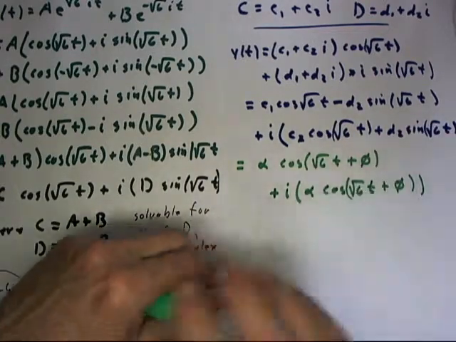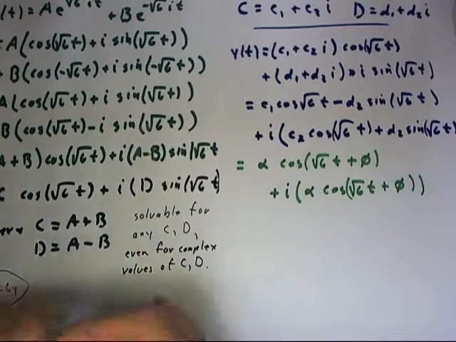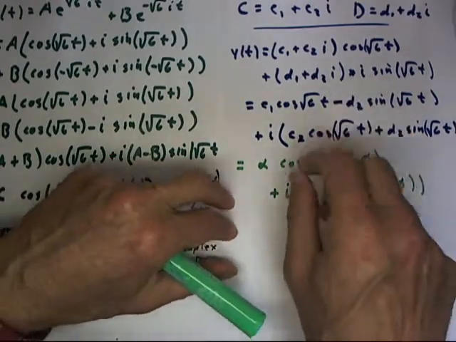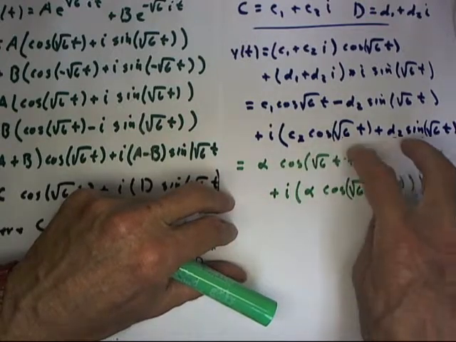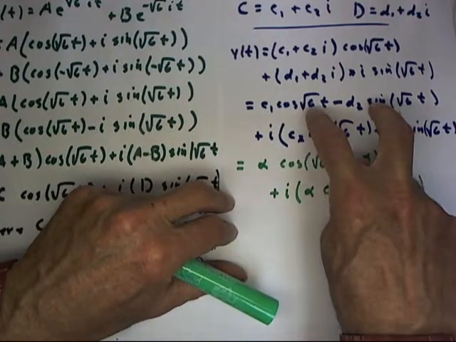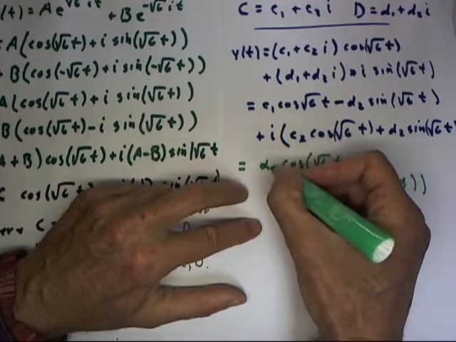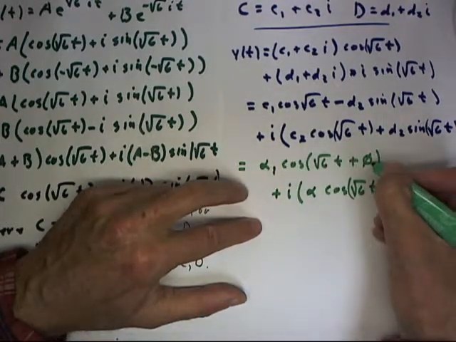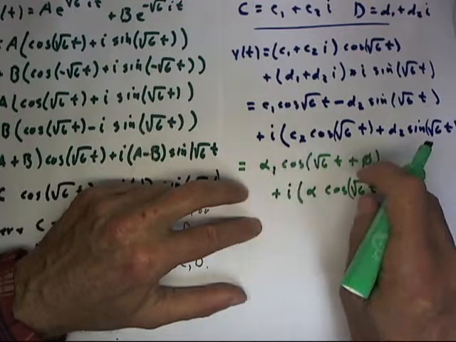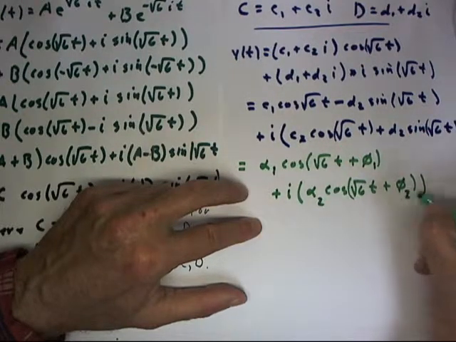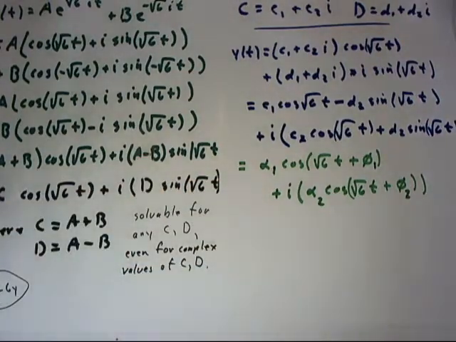Again, I'm not going to go into a lot of detail on that, except of course to say that this alpha and this alpha don't necessarily have the same values. We got completely different constants over here on the imaginary part as opposed to the real part. So I'm going to subscript these. Alpha 1, phi 1 for the real part. Alpha 2, phi 2 for the imaginary part.